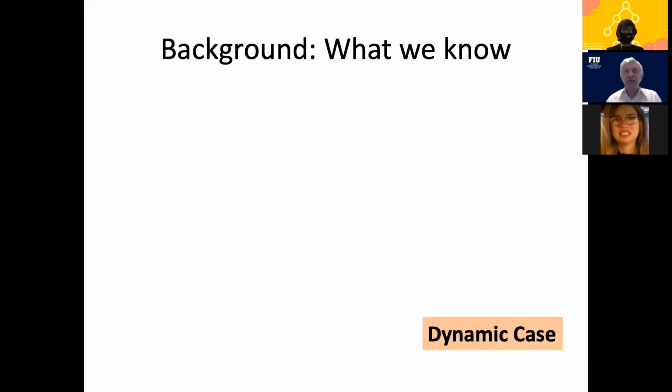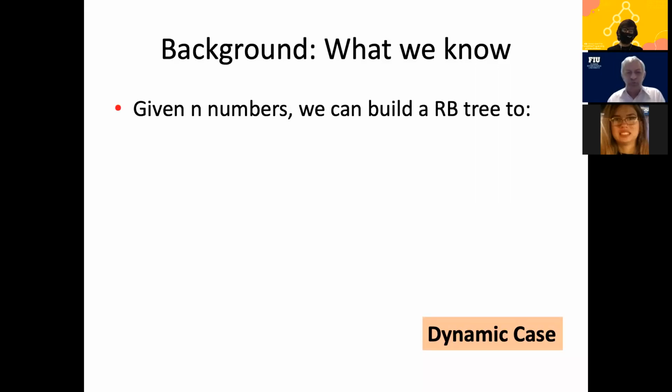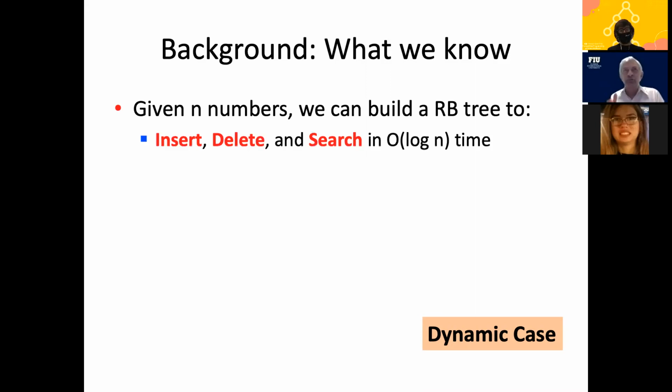Okay, good. All right. So here's what we know, and this is stuff that we discussed. We said that if we are given n numbers, we can build a red-black tree to do the three basic operations: insert, search, and delete, and all three can happen in log n time. This is our basic red-black tree stuff that we discussed.